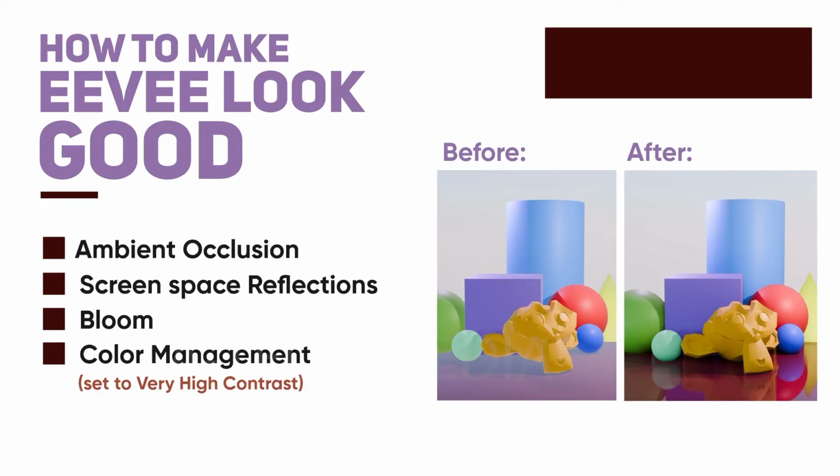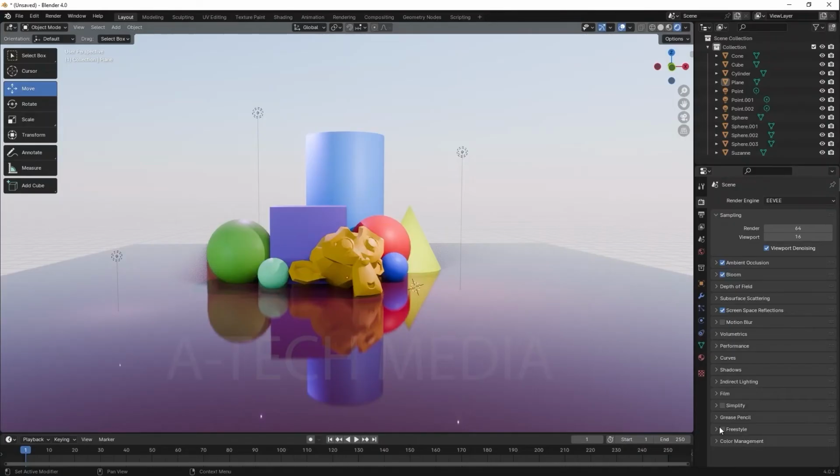So to make your Eevee render look good, when you open your Eevee render, because Blender will not do this by default for you, make sure you enable ambient occlusion, screen space reflections, bloom, and make sure the color management is set to very high contrast. Once you do these four things, your render can go from looking like crap to looking really, really good. So this is how your object looks in the rendered view.